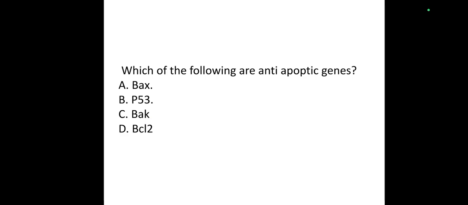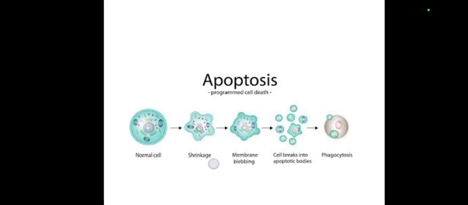Let's look at question 4, which is a favorite of general pathology examiners. Which of the following are anti-apoptotic genes? The options are A. BAX, B. P53, C. BAC, and D. BCL2. To answer this instantly, let's look at the apoptotic balance on screen.